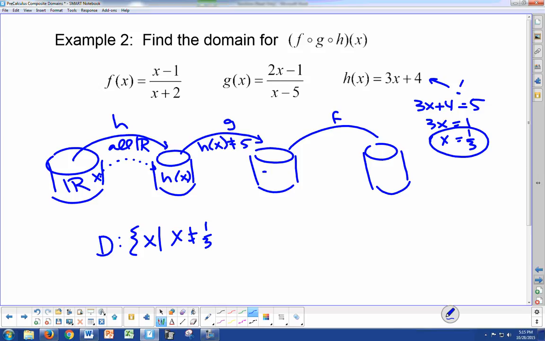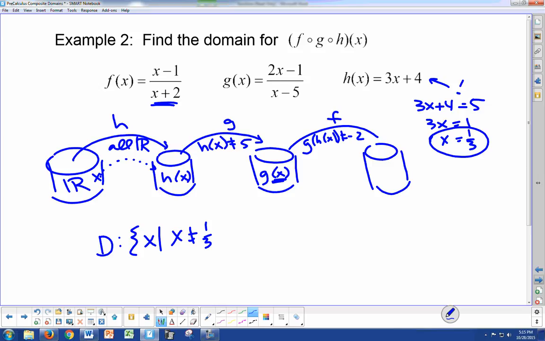Now notice that this is the g of x bucket, but it's not really g of x, it's g of h of x. And so we know that in this case, the f function will not accept a negative 2, so we're going to write g of h of x is not equal to negative 2. How do we calculate that? We have to kind of backtrack two different buckets here.